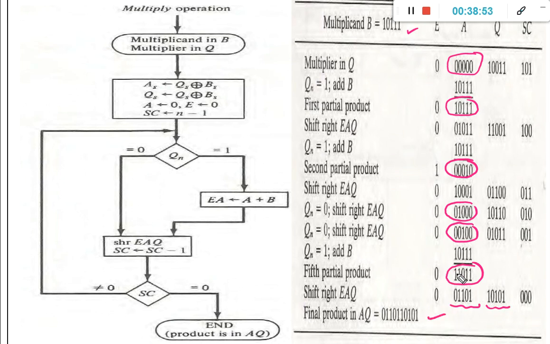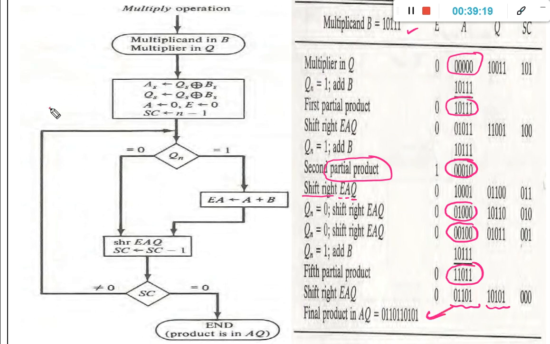Okay, so like this, the multiplication is carried out in a simple way by adding the content and by shifting the partial product to the right, by performing the shift right on the E value, A value and Q value. Several times, and we are going to get the final product.